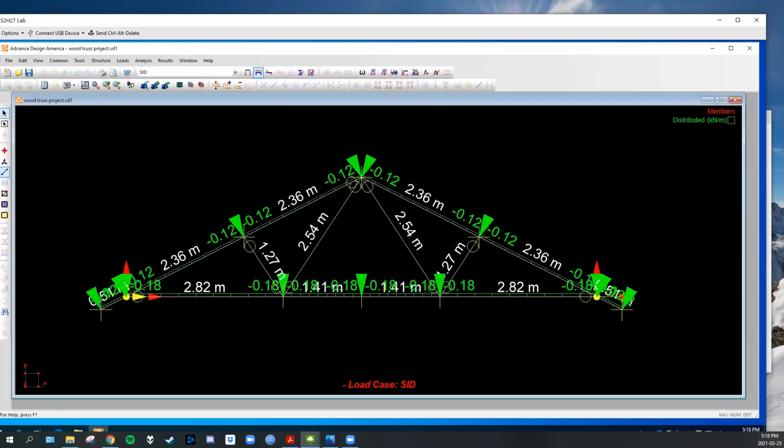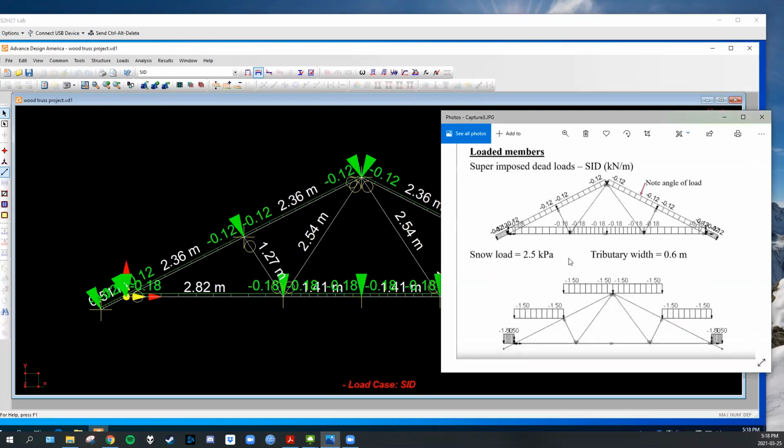Your bottom ones seem to be higher than the top ones. Is that the way it's supposed to be? I believe so, yeah. I don't remember. Here, let me check. 0.12 and then 0.18. Okay, so we're using the same loads, exactly the same loads. So your loads and our loads are exactly the same.